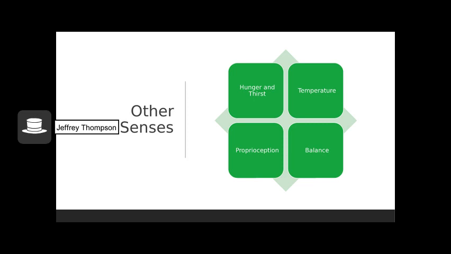Just so you know, there are other senses. So there's hunger and thirst. Our bodies know when we are hungry or when we need more water. There's our ability to sense temperature when things are hot or cold.